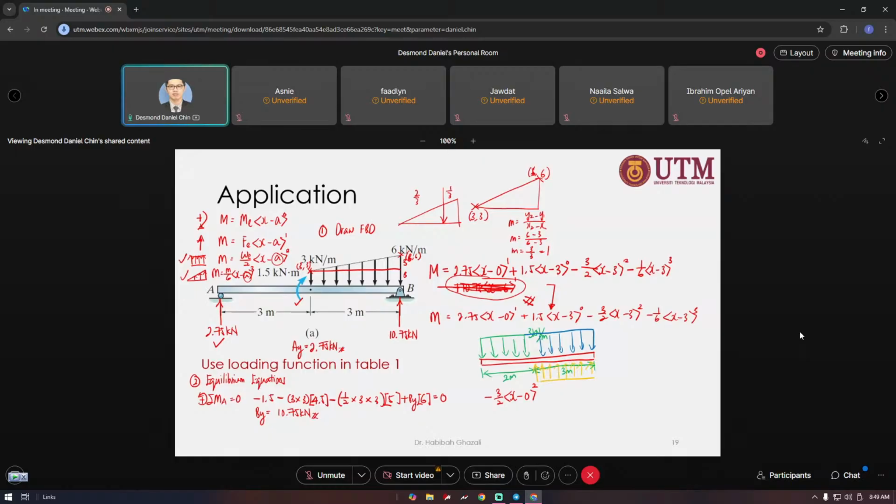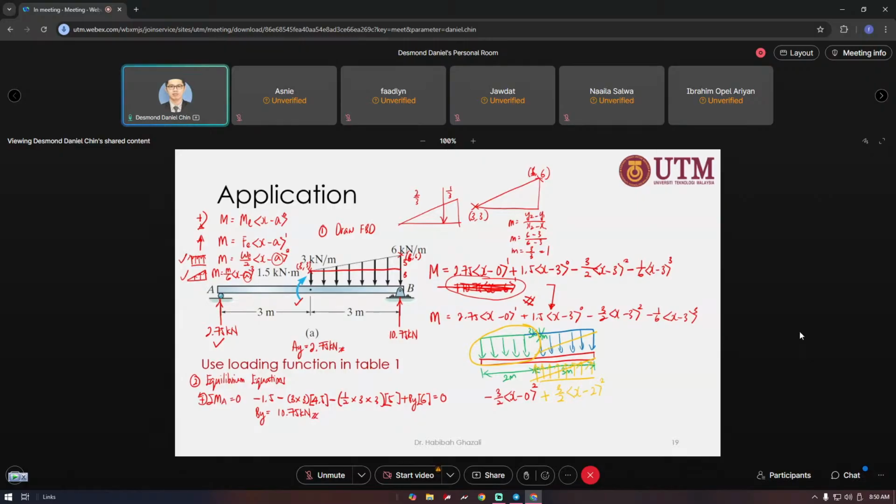So this loading is pointing upward, isn't it? So plus 3 over 2 x minus 2 squared. When you apply this, you will be able to cancel this part. The only part left is this part. Do you understand what I'm talking about? Yes. Okay, except for Yoda. Anyone else who doesn't understand? Do you understand what I'm talking about?